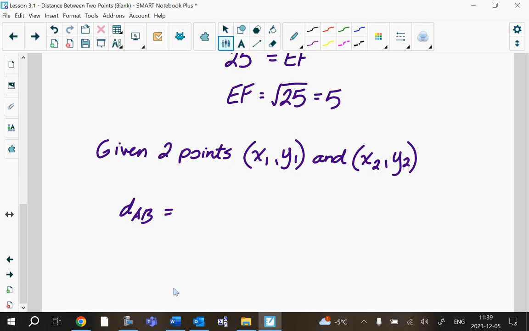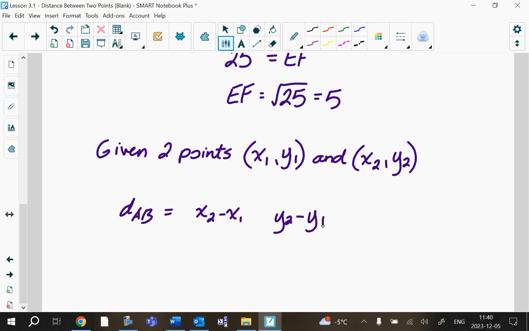First of all, I need to know the lengths of the sides, then I need to do Pythagoras. Well, how do I find the lengths of the sides? I find the difference between the x's and the y's. So I take the second x minus the first x, second y minus the first y. That gives me those lengths.